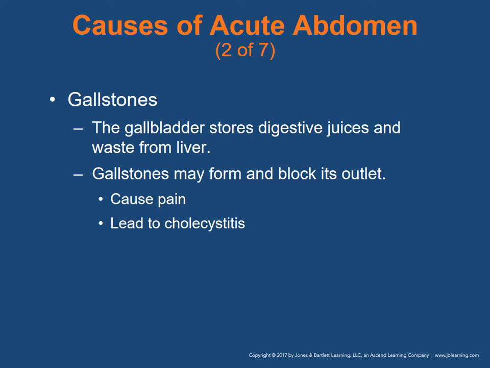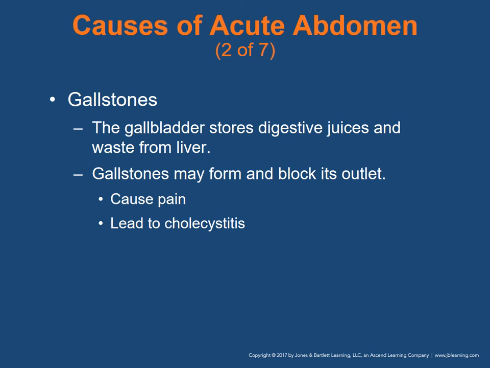Gallstones. The gallbladder stores digestive juices and waste from the liver. Gallstones may form and block its outlet, which is the common duct, which causes pain in the right upper quadrant and can lead to cholecystitis. Gallstones do not mean that there is infection of the gallbladder, but they are a very, very common predisposing factor to inflammation or infection of the gallbladder, which is cholecystitis.